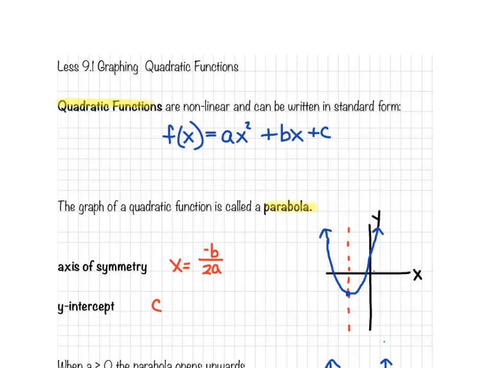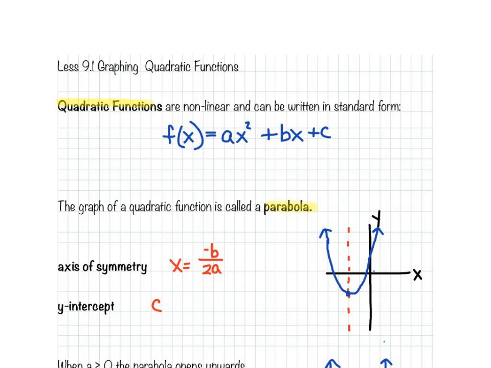Lesson 9.1, Graphing Quadratic Functions. We have been working with quadratic equations for a bit now. We've learned how to solve them, how to factor them, and today what we're going to do is graph them. In other words, we're going to visualize what the function looks like on a coordinate plane. And we're going to draw the graph of quadratic functions.